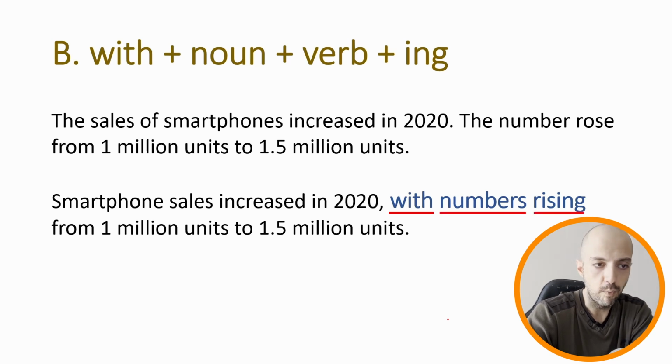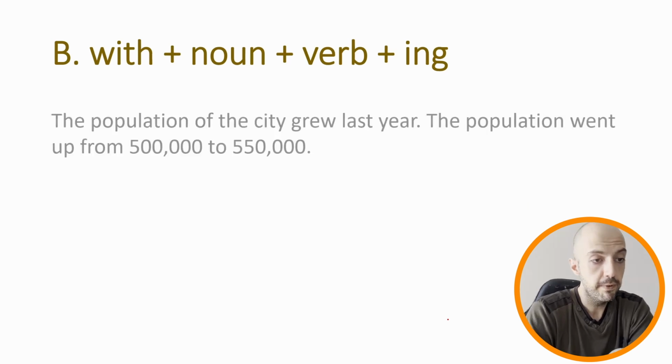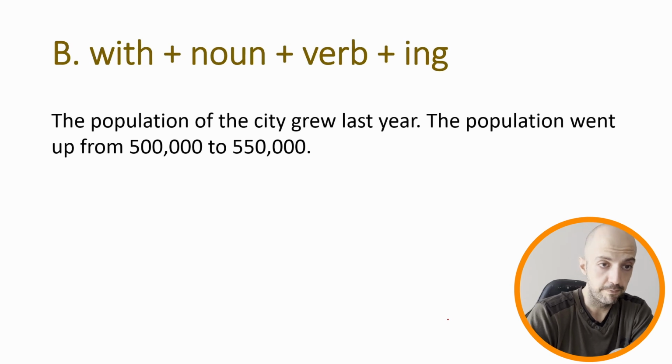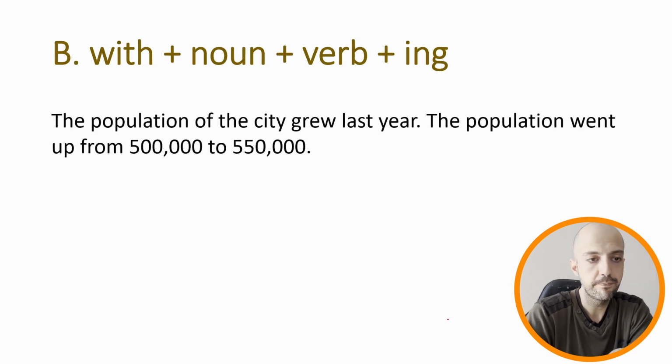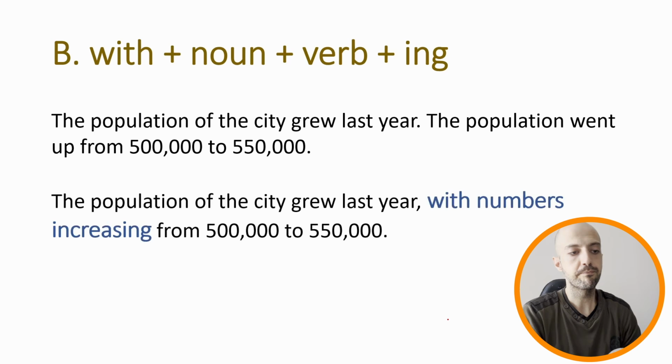So I made them one, so I combined the sentences. I deleted the second subject, the number, and used this phrase to combine both sentences. So I'll be showing 2 more examples. The population of the city grew last year. That's a complete clause. The population went up from 500,000 to 550,000. Now, we're going to combine them using the formula.